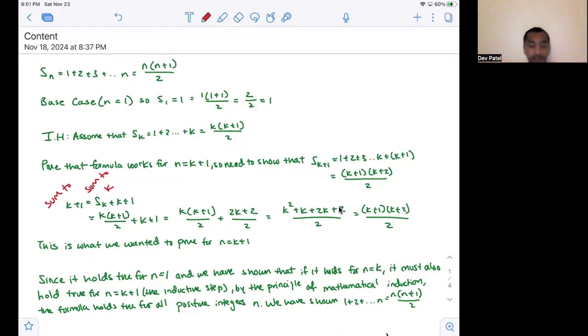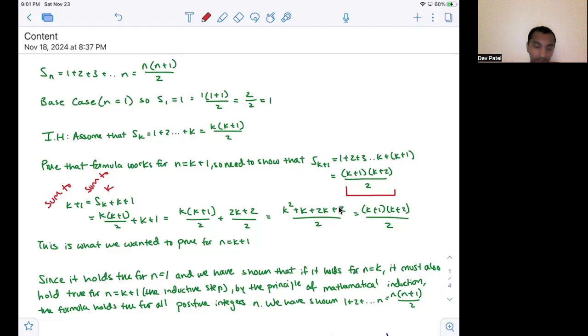And so we can break this down by saying that the sum to the first k plus 1 integers is equal to the sum to the first k integers plus the k plus 1. So we want to show that the summation of that equals k plus 1 times k plus 2 over 2. And so if we do that, then what we'll show is that if this formula works for n equals k, then it also works for n equals k plus 1.